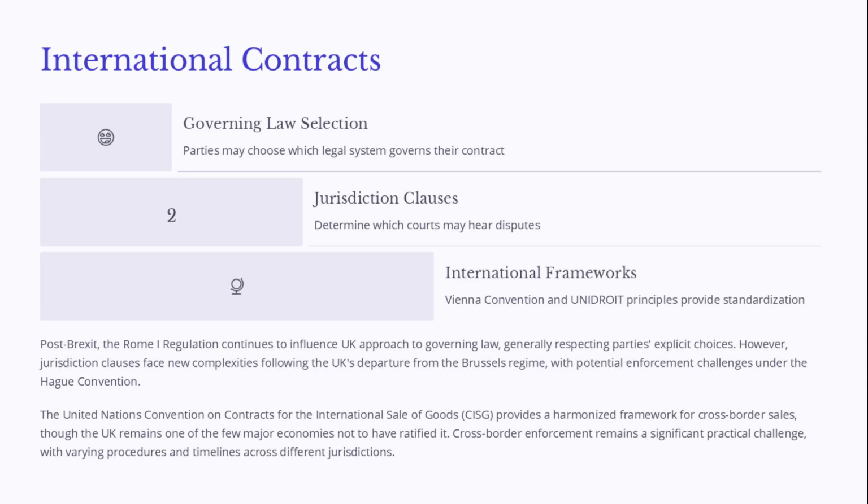International contracts involve complex considerations, including governing law selection and jurisdiction clauses. Post-Brexit, UK regulations continue to influence contract approaches, with international frameworks like the Vienna Convention providing standardization. These elements are vital for managing cross-border transactions effectively.